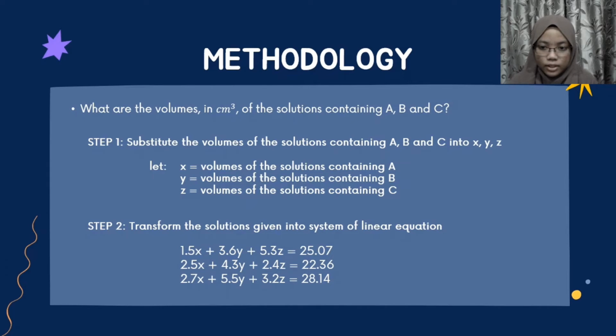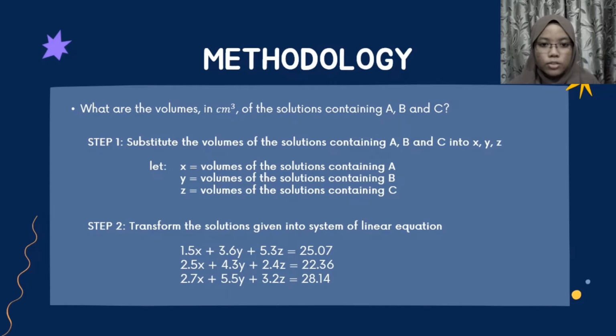My name is Hanis Maisara and I'm going to talk about the methodology, how to solve the question and the problem in this case study. So the question is, what are the volumes in cubic centimeters of the solutions containing A, B, and C? The first step is to substitute the volumes of the solutions containing A, B, and C into X, Y, and Z. So we have to let X equal the volume of the solution containing A, Y equal the volume of the solution containing B, and Z equal the volume of the solution containing C.